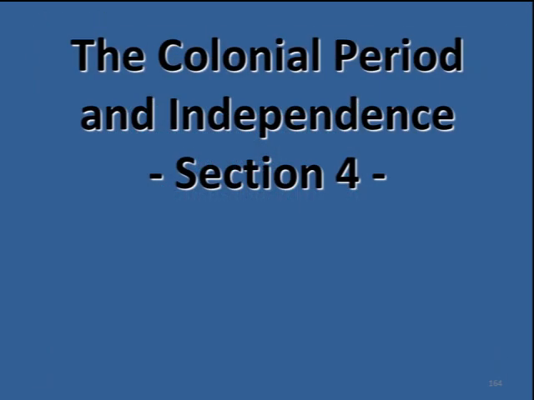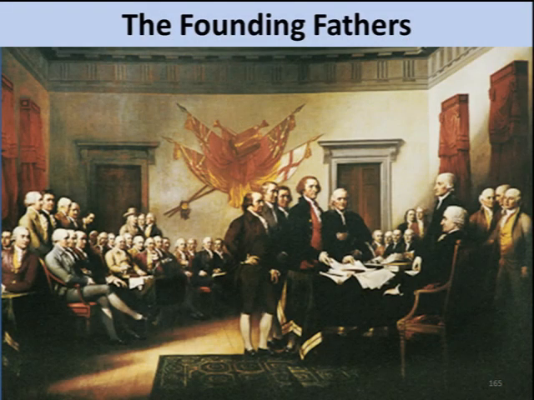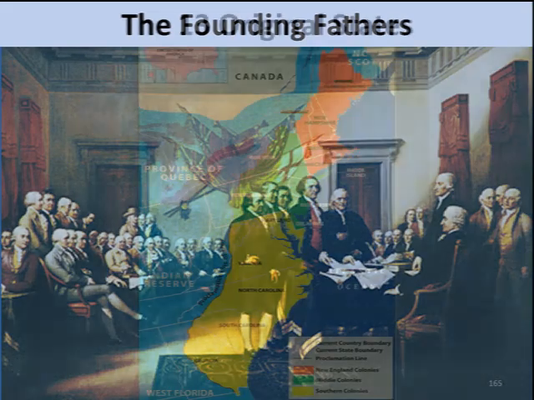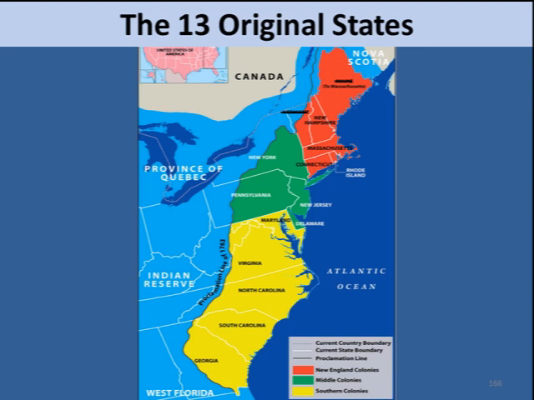Section 4. The Colonial Period and Independence. We will now begin the 4th section of Lesson 1. In 1776, 2 years after the Revolutionary War began, the colonial government asked each of the 13 original colonies to create a state government, independent from Great Britain. This made it necessary for the 13 original colonies to declare their independence from Great Britain.